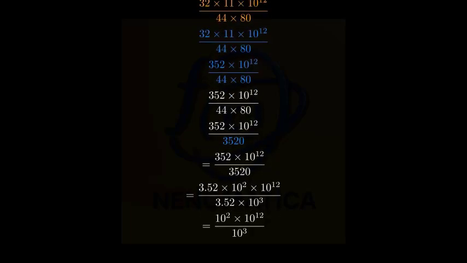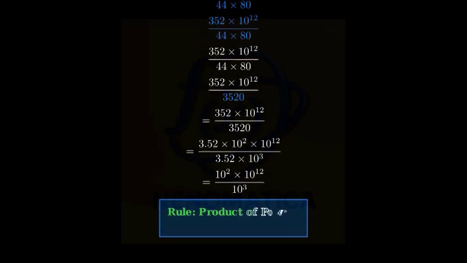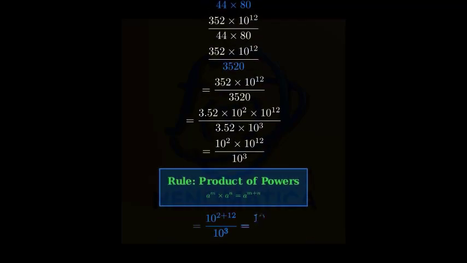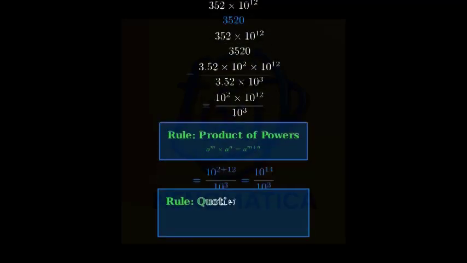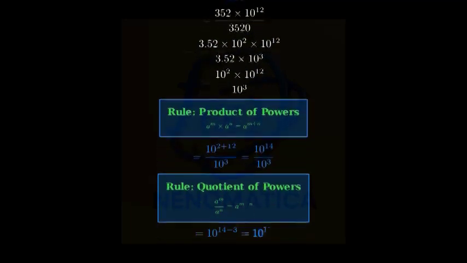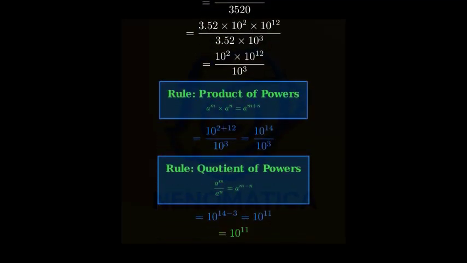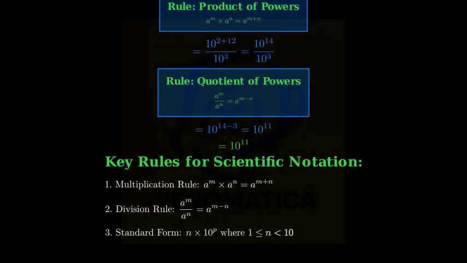Simplifying the fraction, the 3.52 terms cancel out, and we're left with 10 to the second power times 10 to the 12th power divided by 10 to the third power. Using the product rule of exponents in the numerator, we get 10 to the 14th power divided by 10 to the third power. Finally, using the quotient rule of exponents, we subtract the exponents of 10 to get 10 to the 11th power.